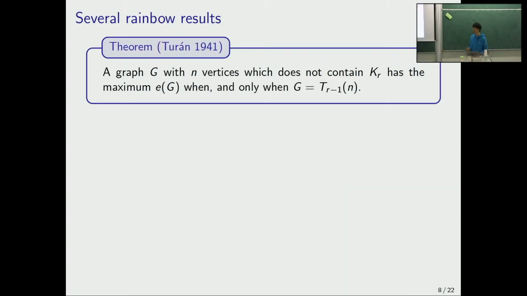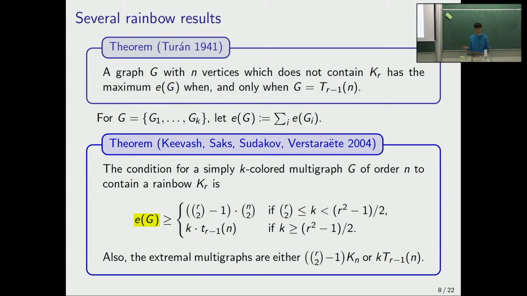So if you turn to the Turán theorem, it says that if G ignores a copy of K_r, a complete graph, then G should be a Turán graph. And if you try to consider the rainbow version of this theorem, it says that if we try to ignore a rainbow copy of a complete graph K_r, then that multigraph G should be either this or this. So this one corresponds to (k minus 1) times K_n, right? Because the number of edges of K_r is exactly r choose 2. And the second one corresponds to k times the extremal graph of K_r, because the Turán graph is its extremal graph.